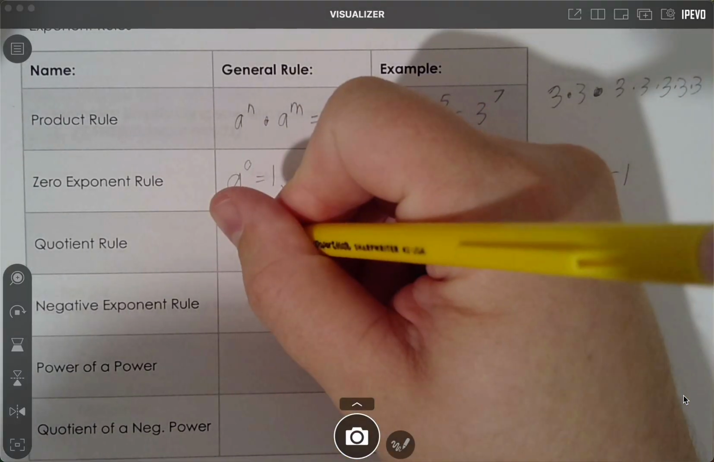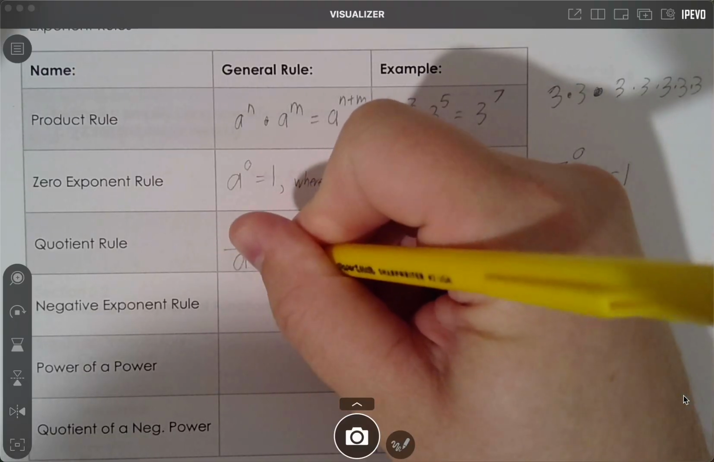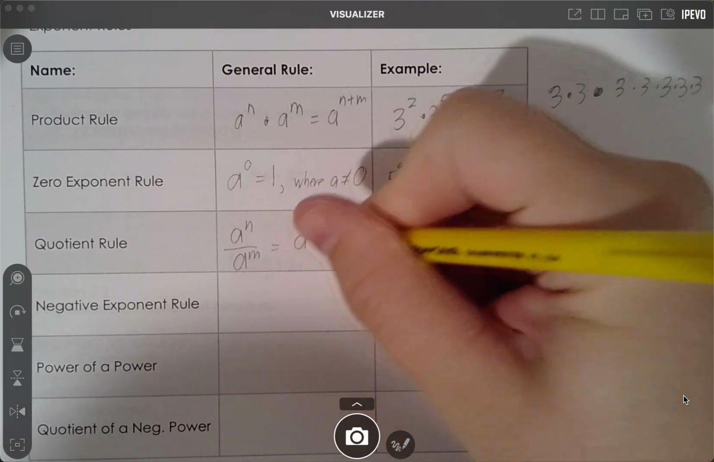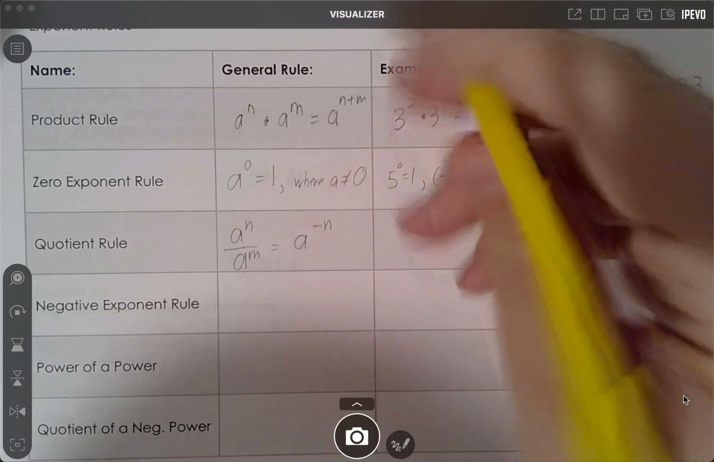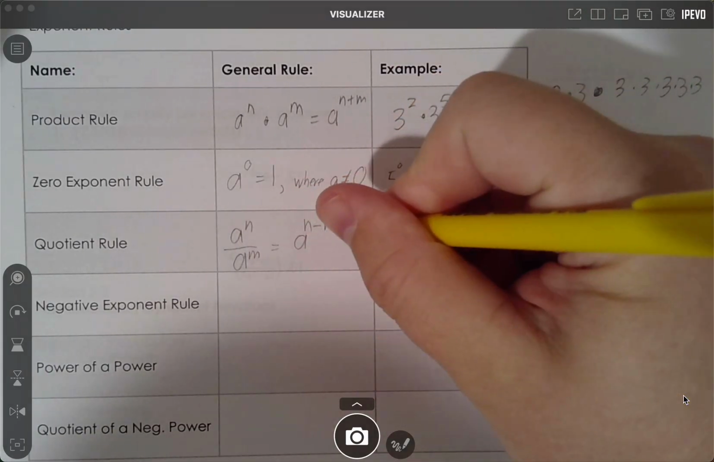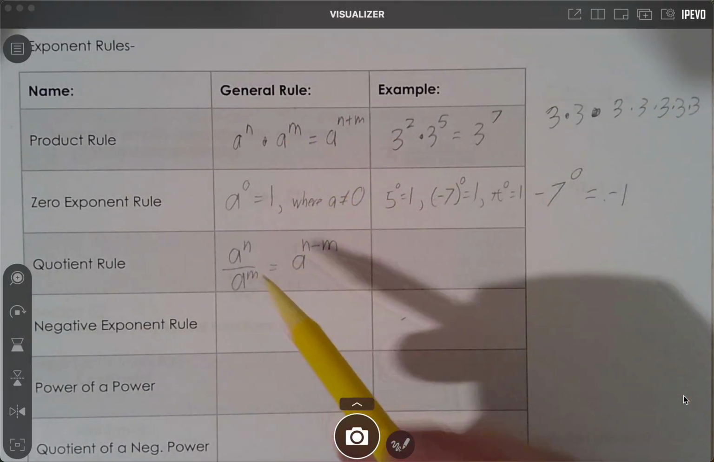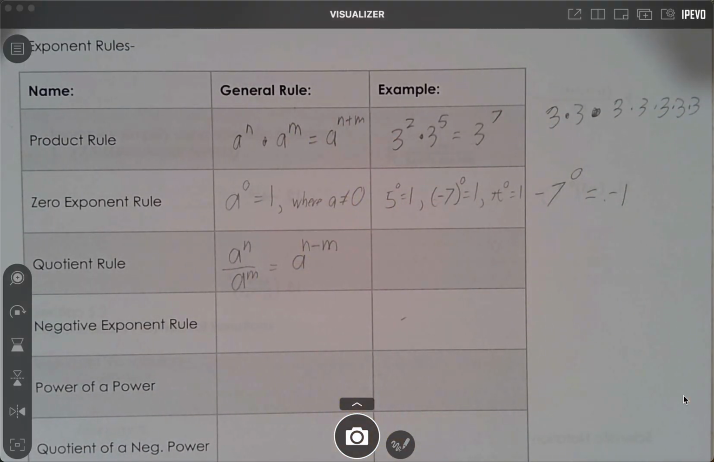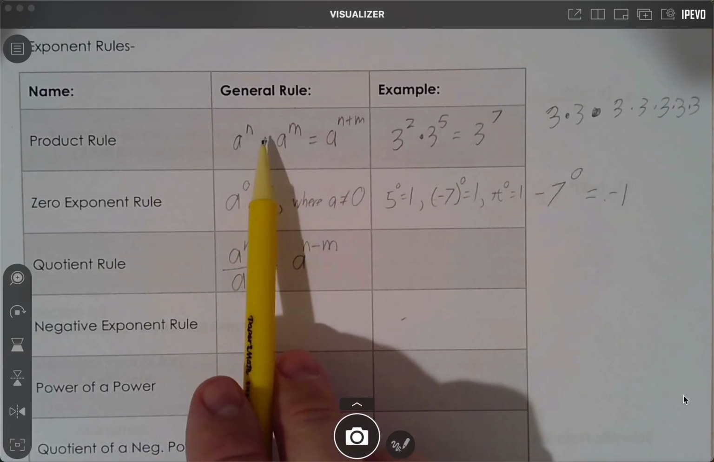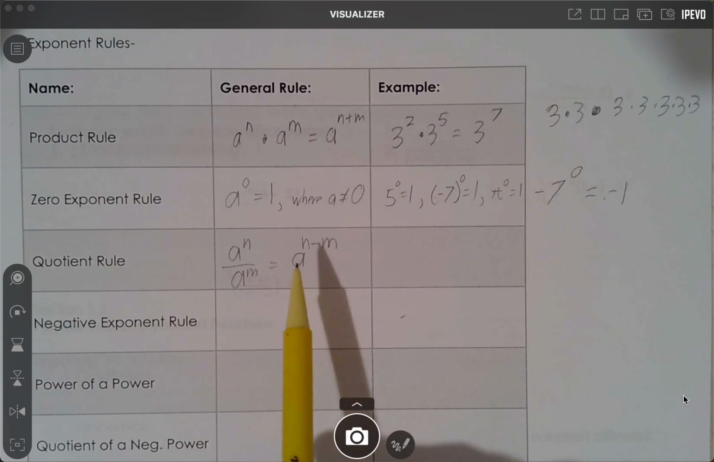Quotient rule. So if I have a to the n divided by a to the m, then I have a to the n minus m. So rule 1 and rule 3, they don't really have numbers, but the product rule and quotient rule are actually really related, and that should kind of make sense. When we're multiplying, we're adding. When we're dividing, we're subtracting. Why should that make sense?